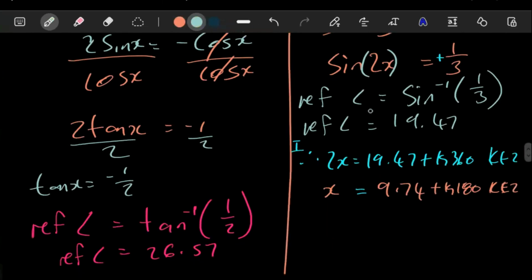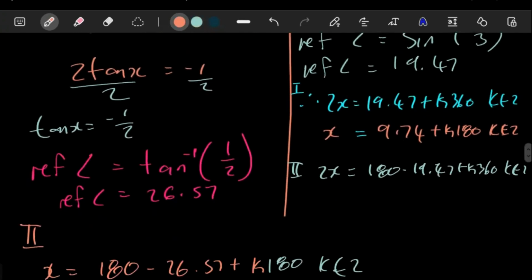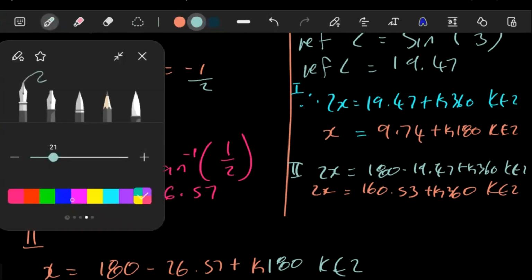That's quadrant number 1. The second quadrant, you have to say 180 minus your reference angle, and then plus k360. K is the element of integers. Now, obviously, here you have to divide by 2 everywhere after you do this calculation. So this calculation is going to give us 160.53 plus k360, k is the element of integers. This is still 2x. And the moment you divide by 2 everywhere, this is going to be our answer.